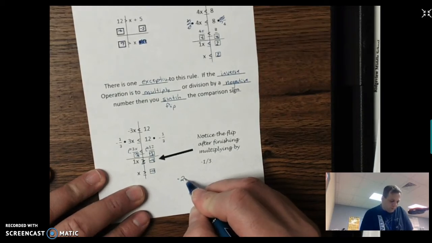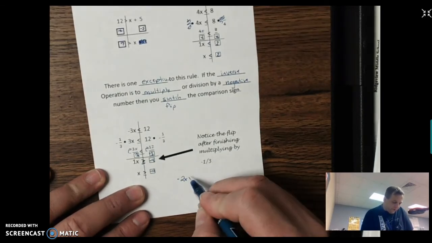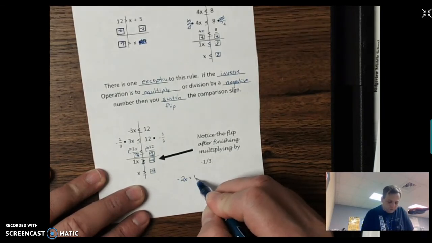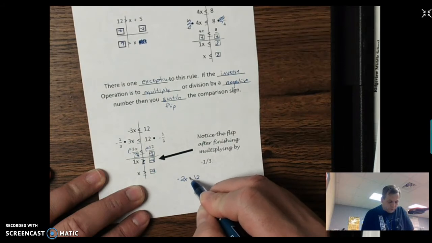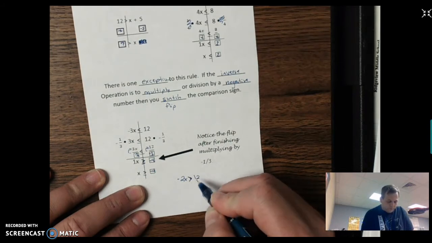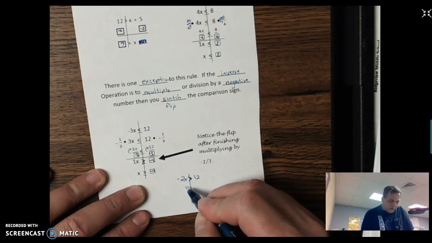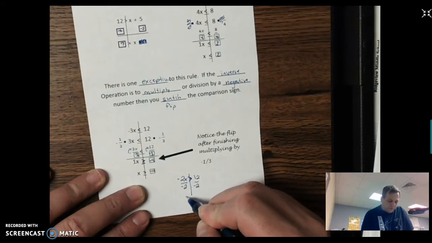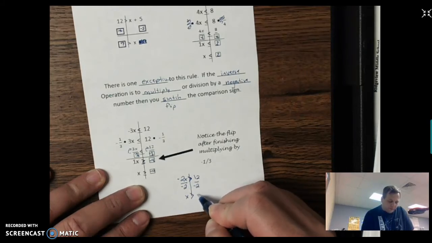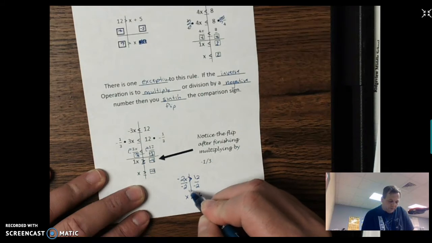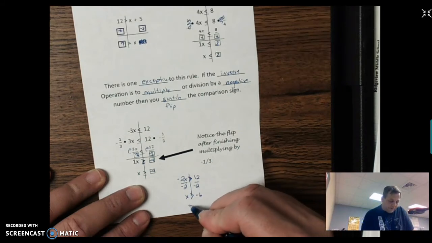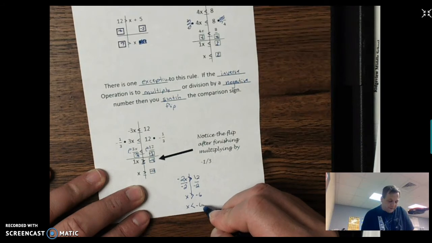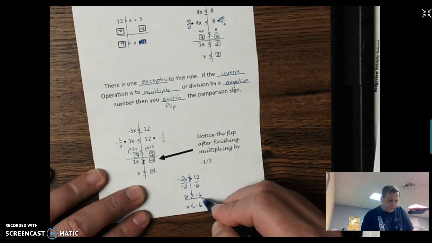A little bit simpler one. Let's just do a really easy one. Negative 2x is greater than 12. Draw our line, do our division. We're going to divide by negative 2, which gives us x is greater than negative 6. But since we divided by negative, we need to flip the sign. So x is less than negative 6.